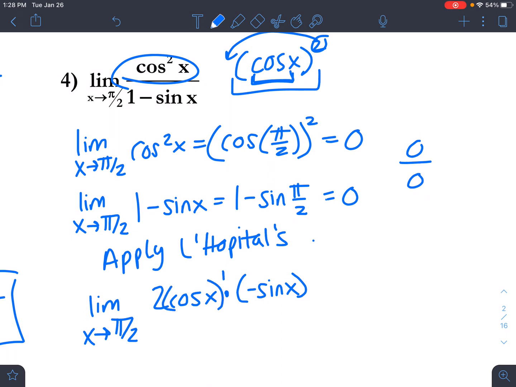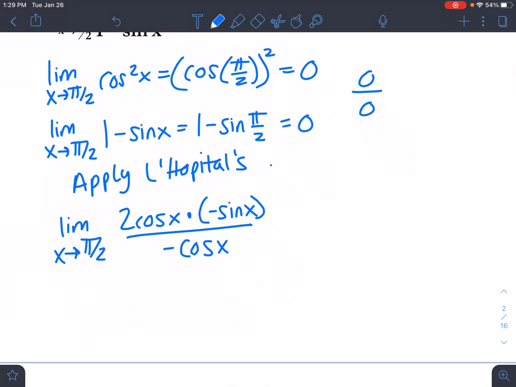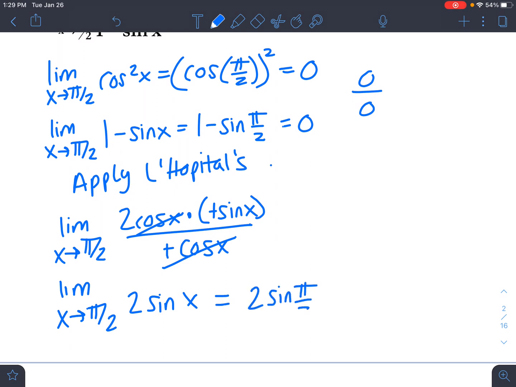This would now be to the first power, which is why I didn't write it. And the derivative of 1 minus sine x would be 0 minus cosine x. Okay, we can simplify this a little bit. These are multiplied together, so cosine and cosine can cancel. The negatives will end up canceling out. So I just end up with a 2 sine of x. And if I plug in pi over 2, 2 times sine of pi over 2 is 2 times 1. So I just get an answer of 2.